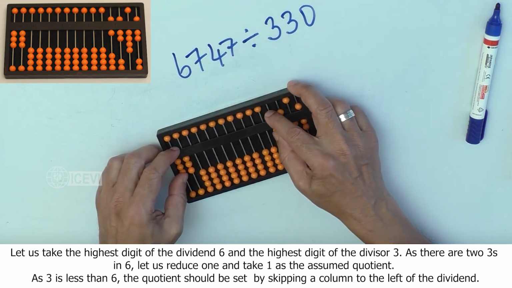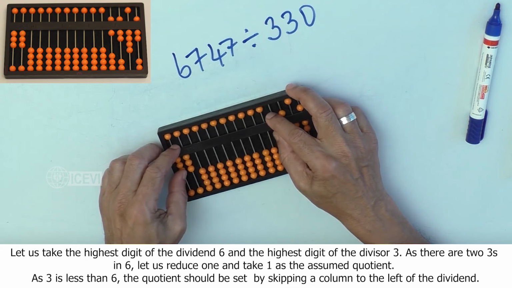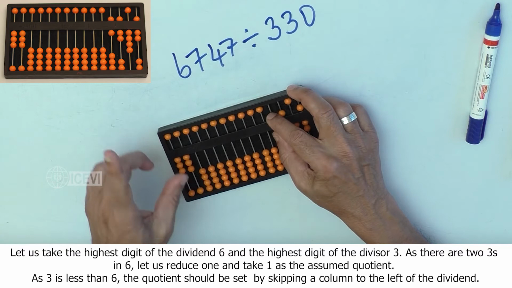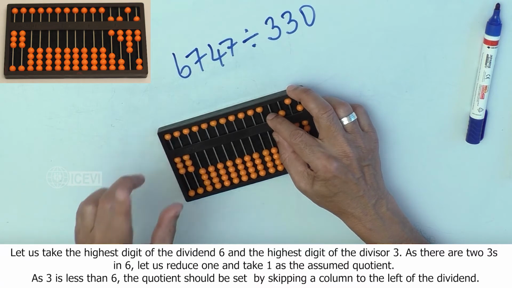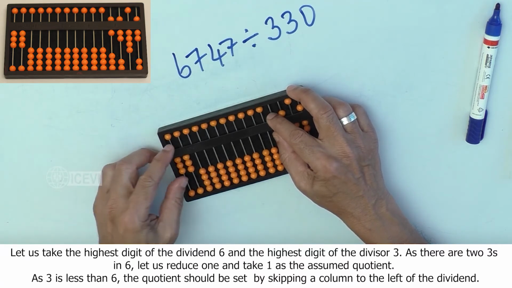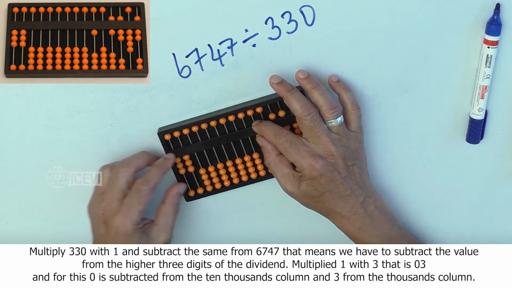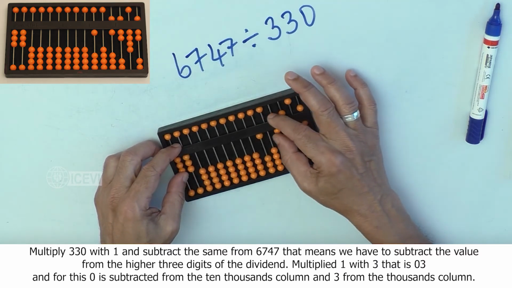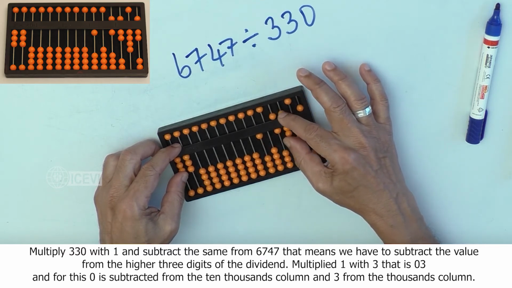Let us take the highest digit of the dividend, 6, and the highest digit of the divisor, 3. As there are two 3's in 6, let us reduce 1 and take 1 as the assumed quotient. As 3 is less than 6, the quotient should be set by skipping a column to the left of the dividend. Let us multiply 330 with 1 and subtract that from 647, that means the 3 higher digits of the dividend.